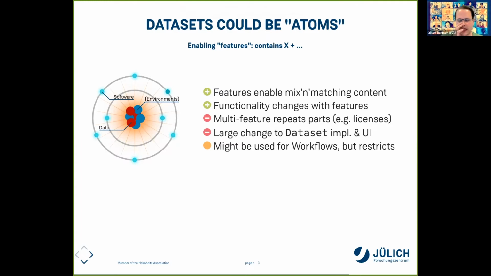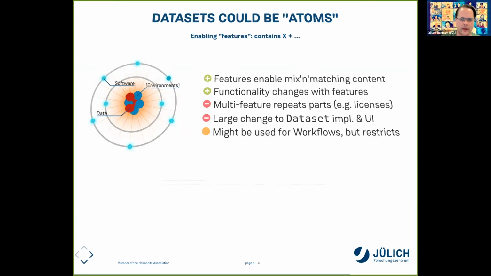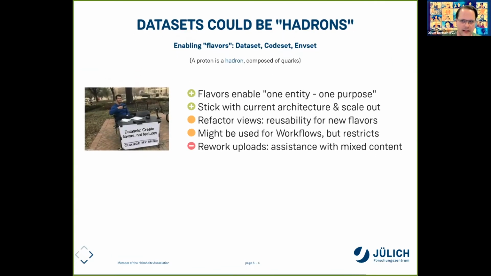Thanks. Datasets could also be kind of atoms. You could have features of a dataset, much like the working group already came up with in a proposal. You can have a data and software and environments and workflow feature, but there might be larger implications with regards to how to distinguish between the different things when it comes to registration of metadata. You could also go ahead and try to create flavors, like datasets could be hadrons, so variants of protons.